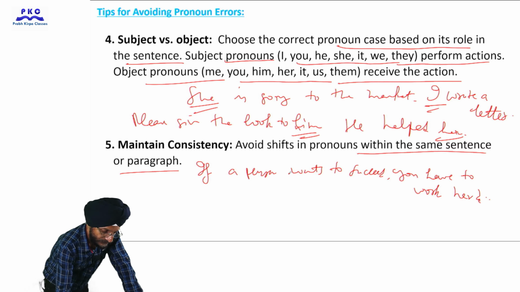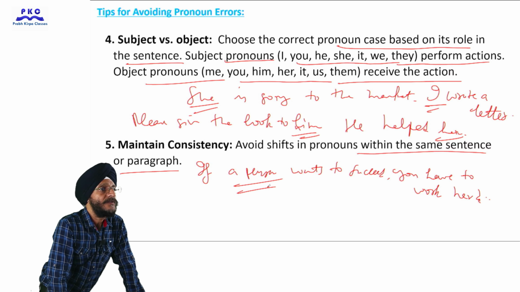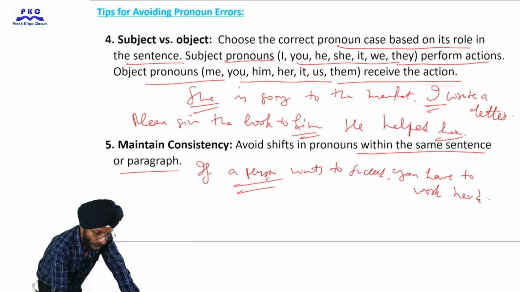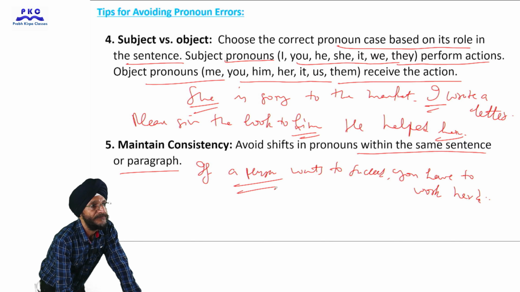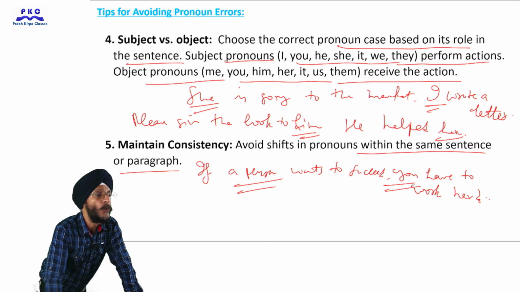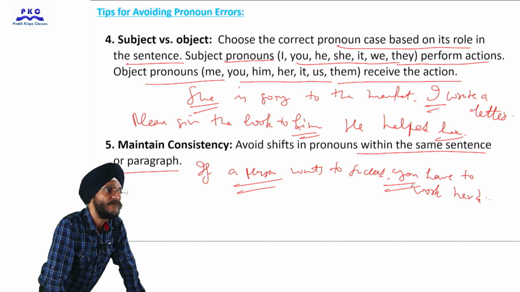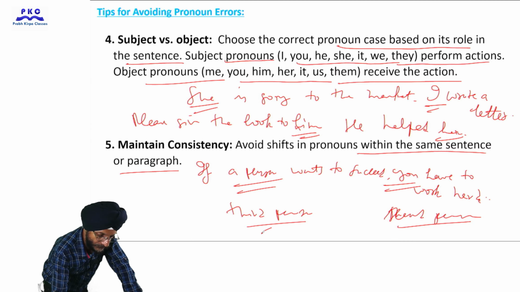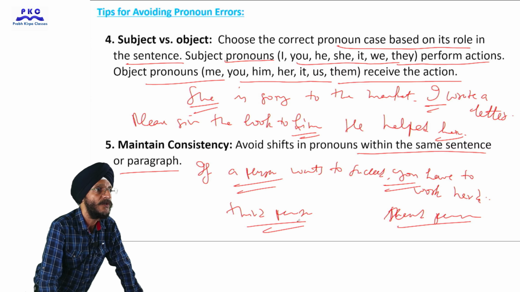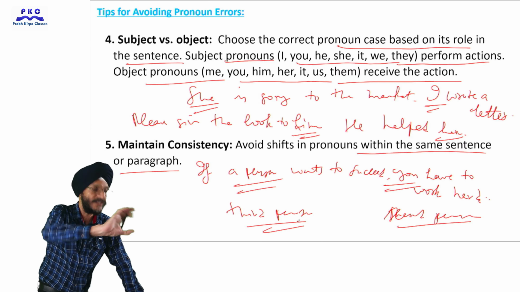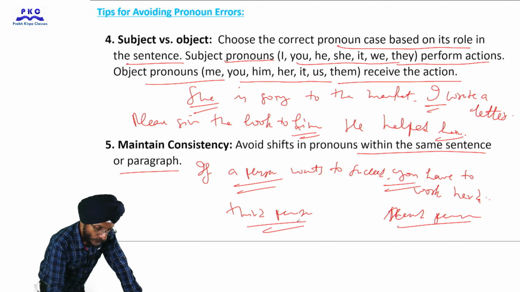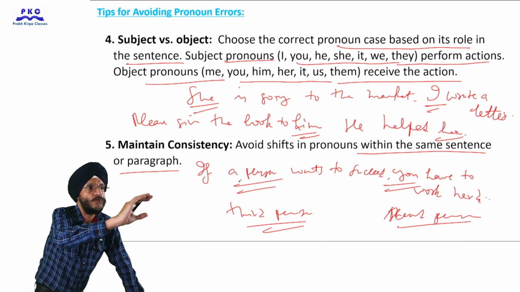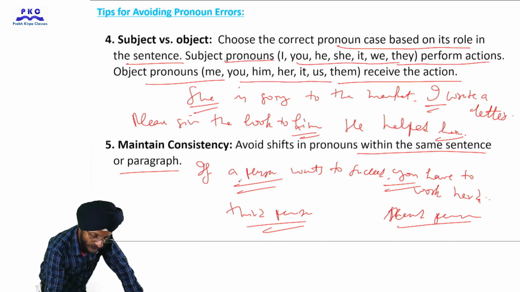Here, what is the pronoun? This is the pronoun which is third person. And here we are using you, it is a second person. That is, it is a third person, and here we are shifting to a second person pronoun. Pronoun is shifting from third person to second person. It is wrong. We have to maintain consistency. So we will write, if a person wants to succeed, they have to work hard.